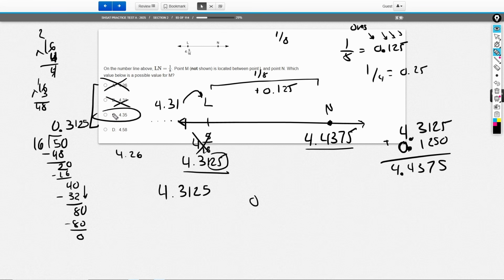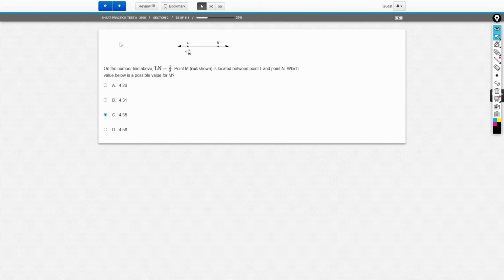That leaves us with choice C, the correct answer, because 4.35 is greater than 4.3125. 3.5 is greater than 3.1, but it's less than 4.3. So it's less than this, it's greater than this, so it fits perfectly in between. 5.48 is too great, or it's too big. So the correct answer has to be C.